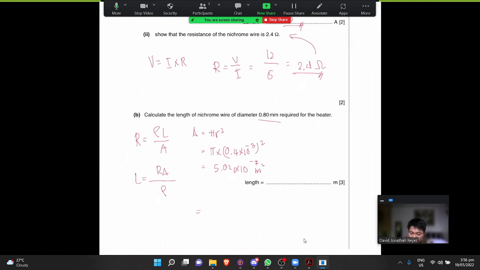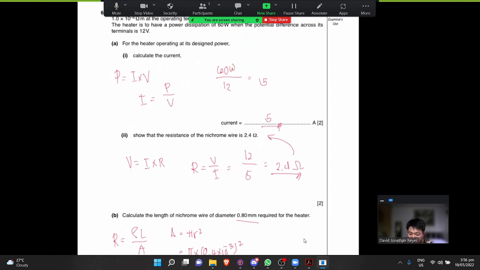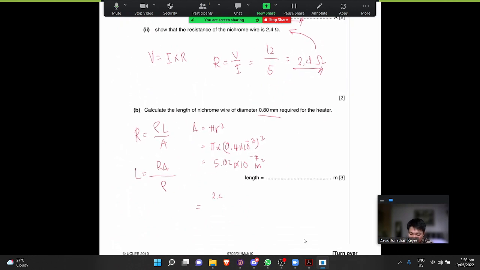So that gives you, wait, what's the resistance? 2.4. So that gives you 2.4 multiplied by 5.02 times 10 to the negative 7 all over 1.0 times 10 to the negative 6. Let's do that. 2.4 times 5.02 times 10 to the negative 7 all over 1.0 times 10 to the negative 6. That gives you a value of 1.2 meters. That's how you get the length of the nichrome wire.